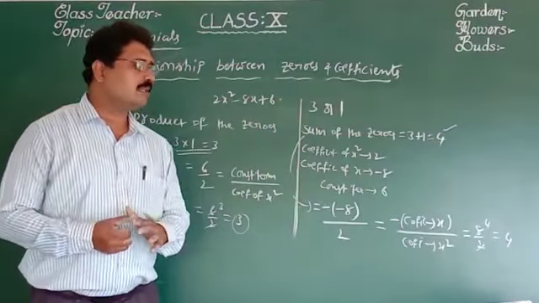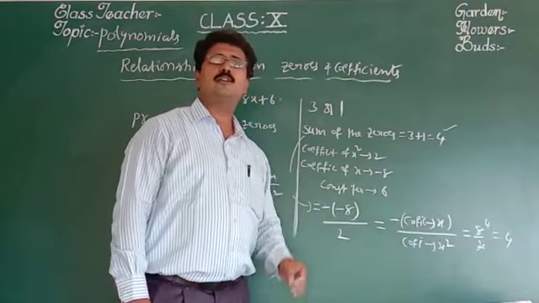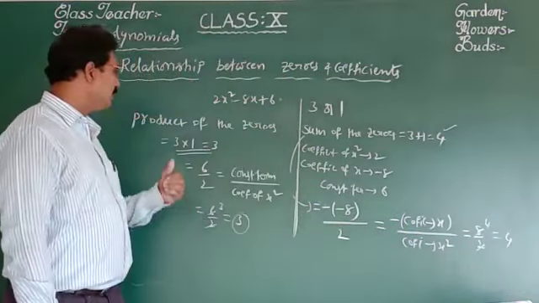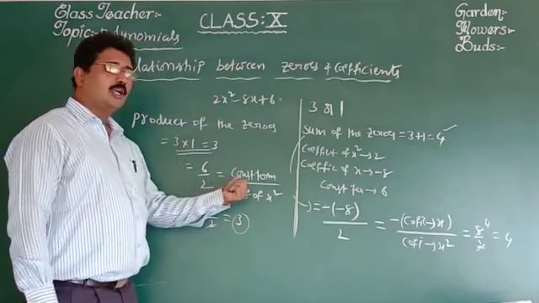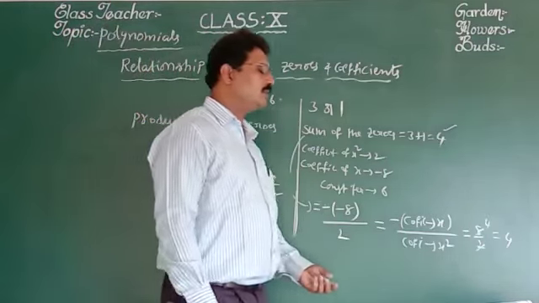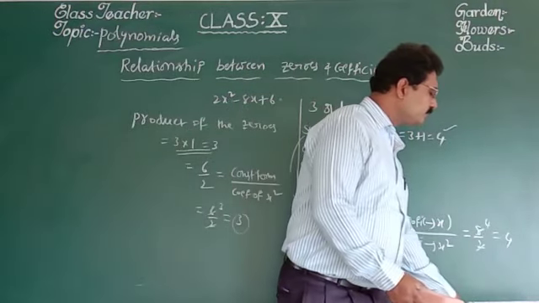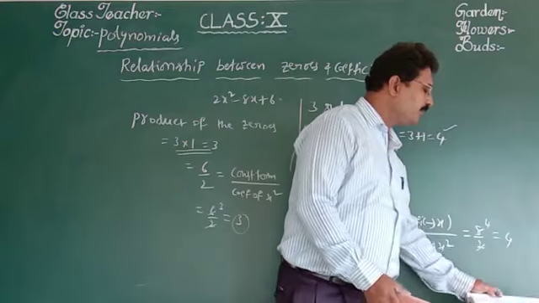Once again, the sum of the zeros is what? Minus coefficient of x by coefficient of x square. And the product of the zeros is what? Constant term by coefficient of x square. Now see one more example.